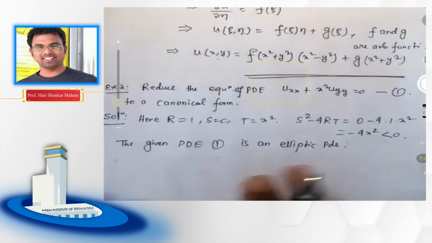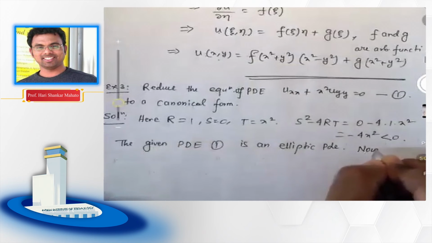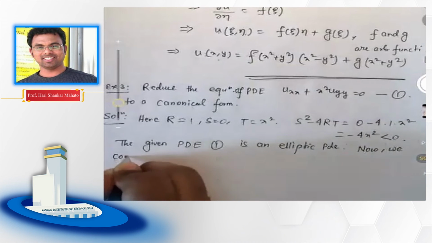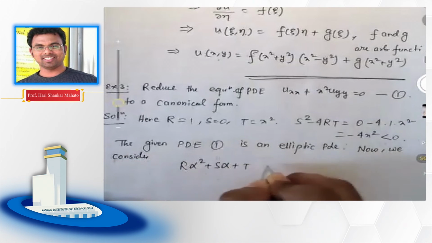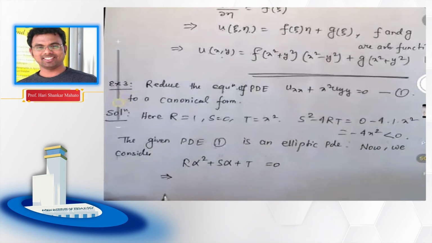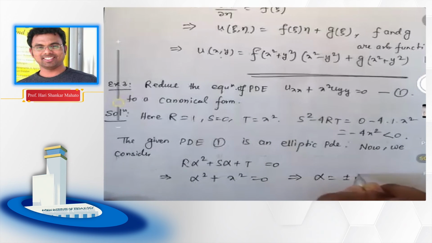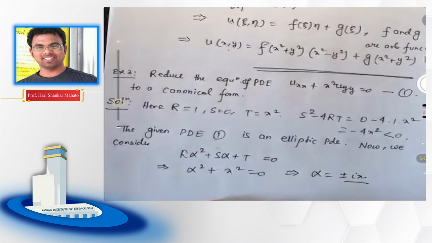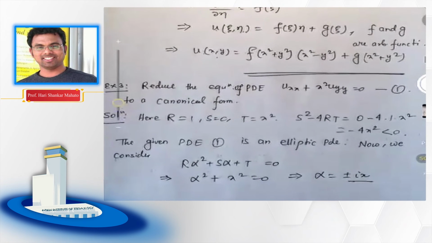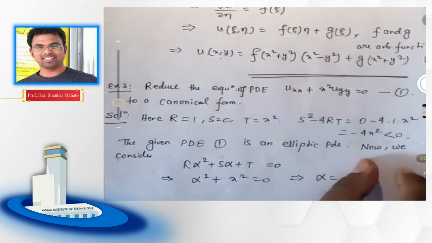The minute we know the type, we have to solve the quadratic equation to find lambda 1 and lambda 2. So now we consider R alpha squared plus S alpha plus T equals 0. Here my R is 1, my S is 0, and T is x squared. If I solve it, I will get alpha equals plus minus ix. The roots are imaginary, and imaginary roots occur in conjugate pairs, so you have ix and minus ix. Now, although they are imaginary roots, they are distinct.